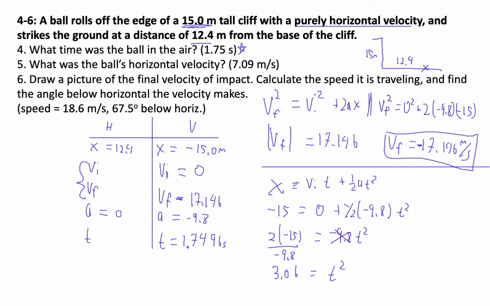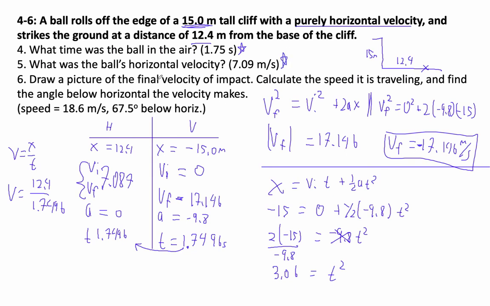We don't have the horizontal velocity yet. We're going to get that, right? And then the time goes across, right? So 1.7496. Now we can find the velocity, right? So v is x over t. So it's going to be v is 12.4 divided by 1.7496. I'm getting 7.087. And there's only one horizontal velocity. It stays constant, right?